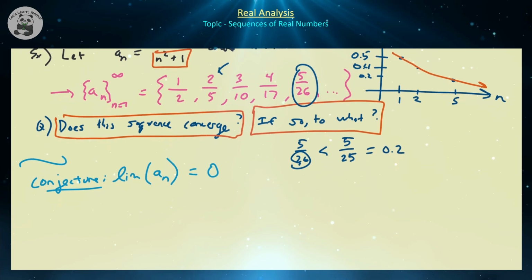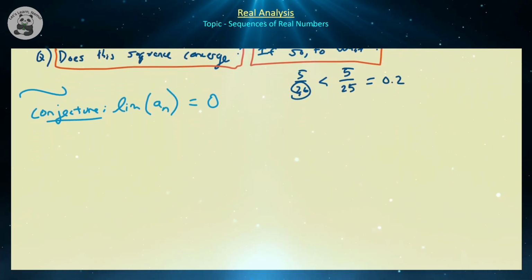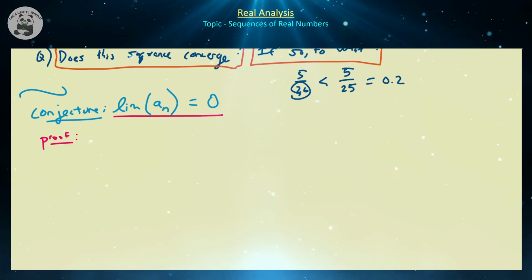Right? So it's always going to get closer and closer to 0. So how are we going to prove that the limit of this particular sequence is indeed equal to 0? So let's see if we can present a formal proof. A couple notes before we get into this.